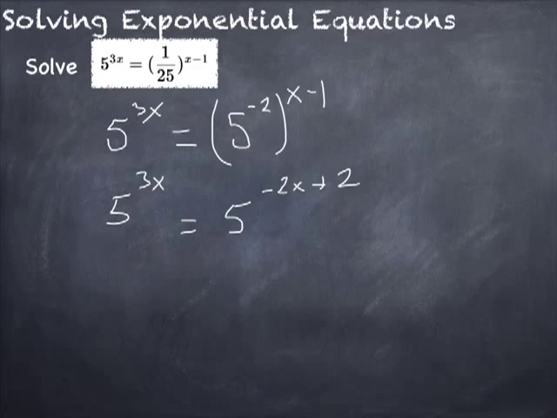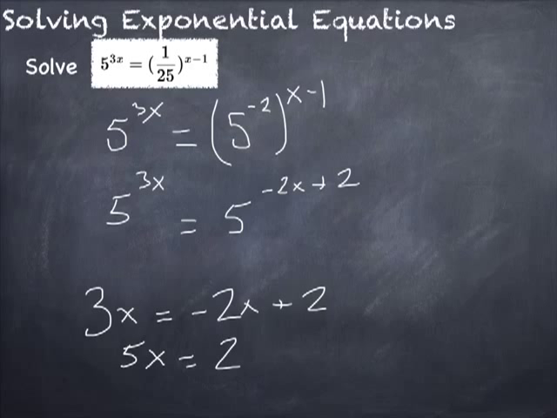Bases are the same, set the exponents equal. 3x equals negative 2x plus 2. Add the 2x. 5x equals 2. So x must equal 2/5. So for this expression to work, up here, x must be 2/5 every time it shows up in the equation.